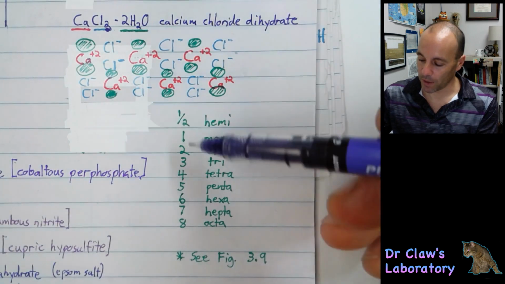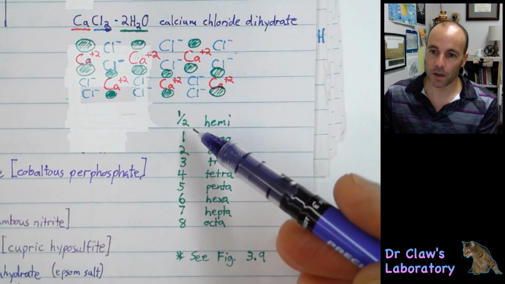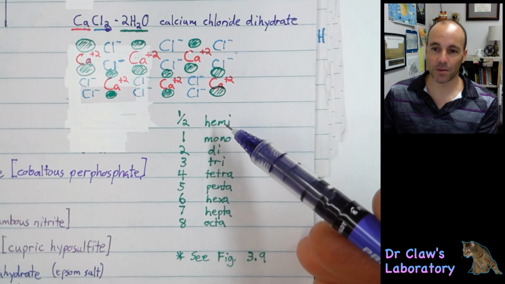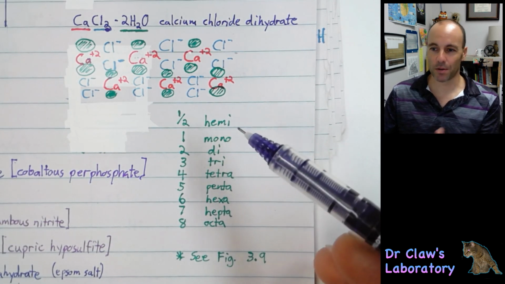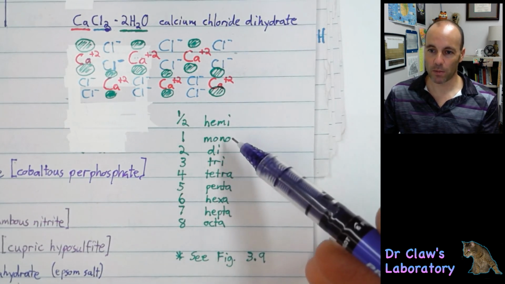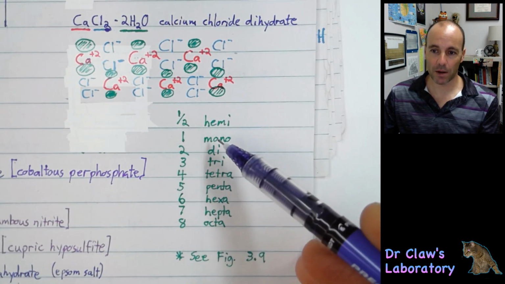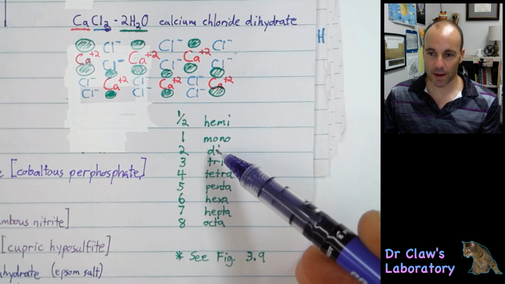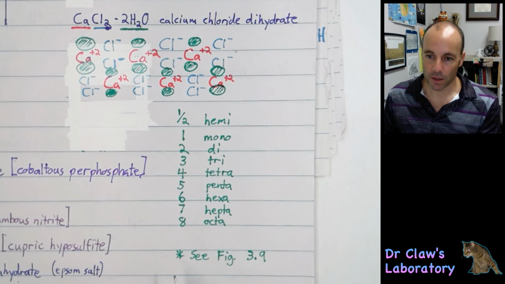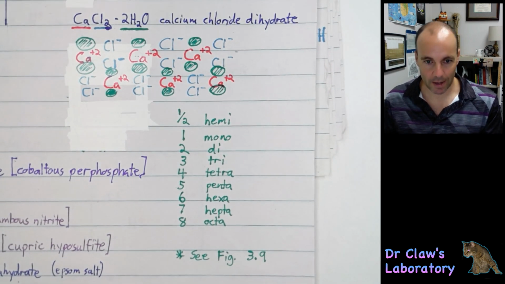Now, there are other prefixes. If there is only half of a water attached per formula unit, or that's really like 1 water attached per 2 formula units, then that's a hemihydrate. If there's 1 water molecule per formula unit, that's monohydrate. Then 2 is dihydrate, and there are other prefixes for more. So let's take a quick look at figure 3.9.